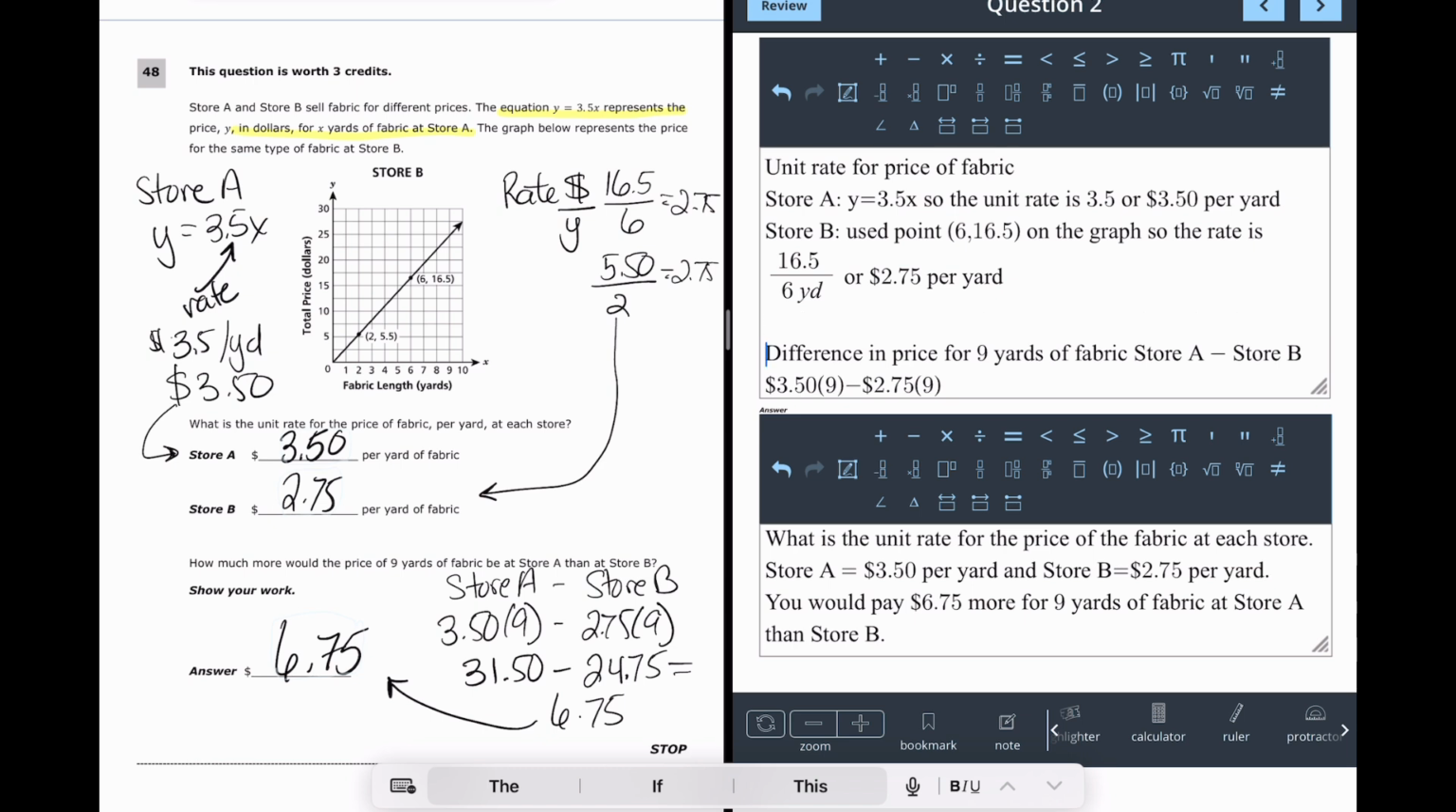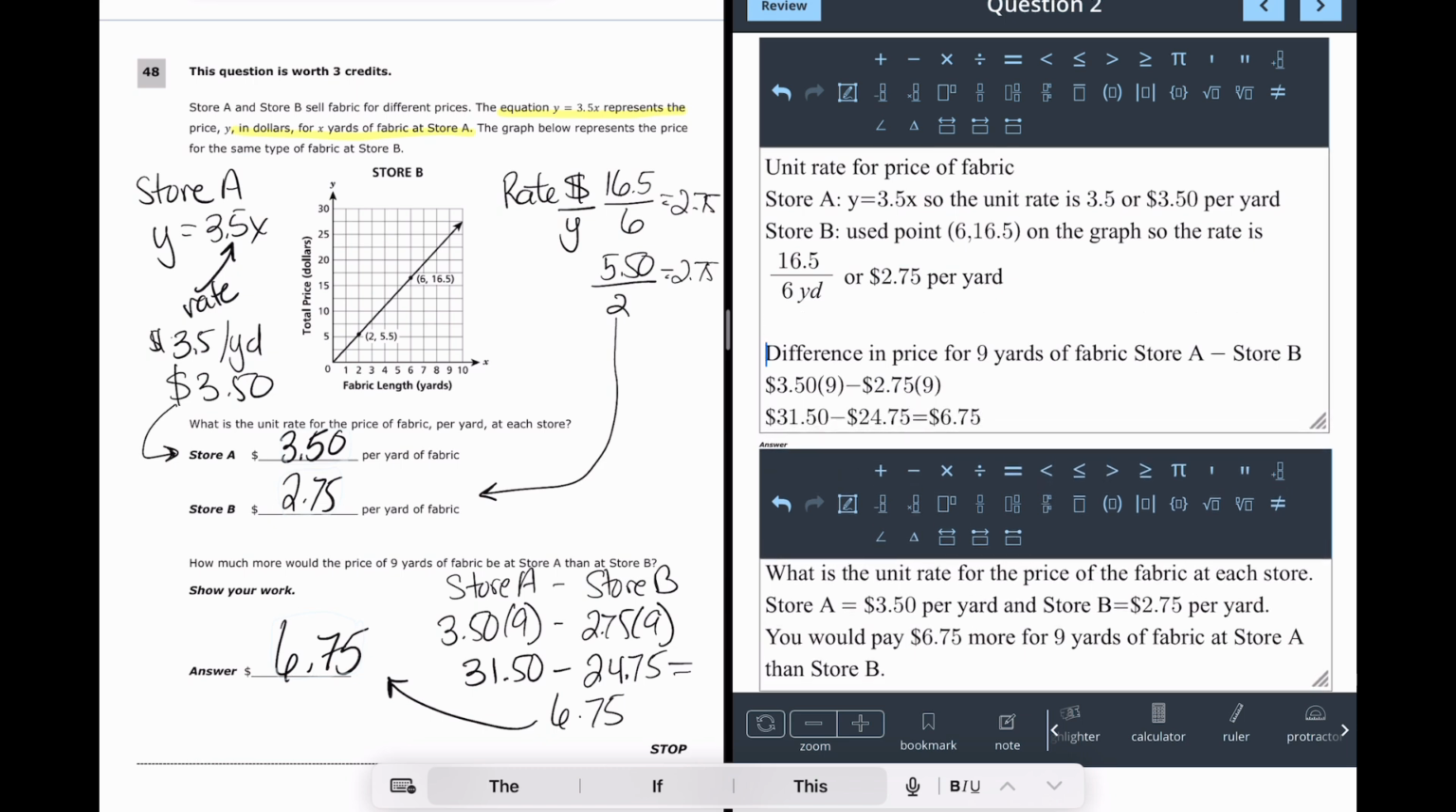So for the second part, difference in cost for 9 yards of fabric, store A minus store B. And I did $3.50 times 9 minus $2.75 times 9. And then I actually just worked it out, put in the final answers, and got $6.75. And that is it. So look at your work now and see, did you get all 3 of those answers?